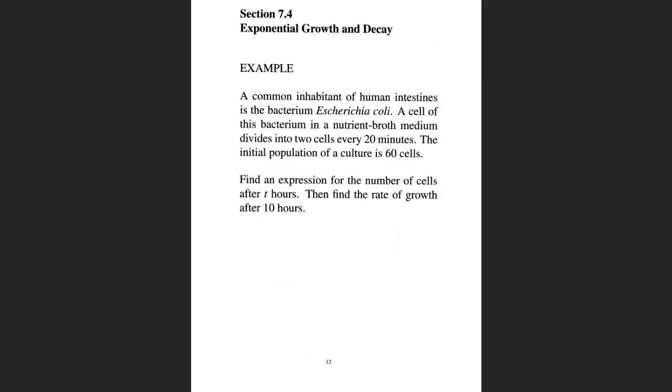Okay, so we are recording now. We're going to talk about section 7.4, exponential growth and decay. And just a comment, in the textbook, sections 7.5 and 7.6 are optional sections.